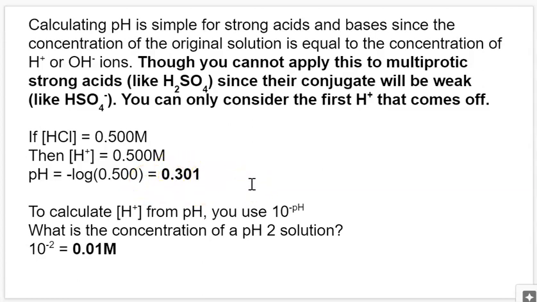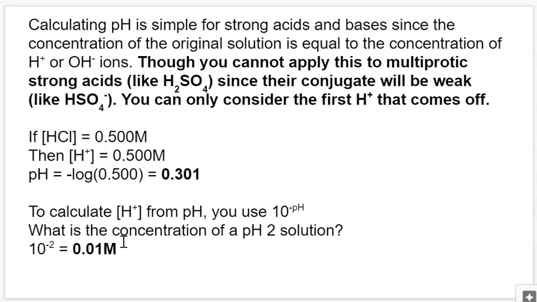And if I wanted to do the reverse of it, if I knew a solution of a strong acid had a pH of 2, I can just do 10 to the negative pH, which would be the inverse log, to get the concentration. So 10 to the negative 2 is equal to 0.01 molar.